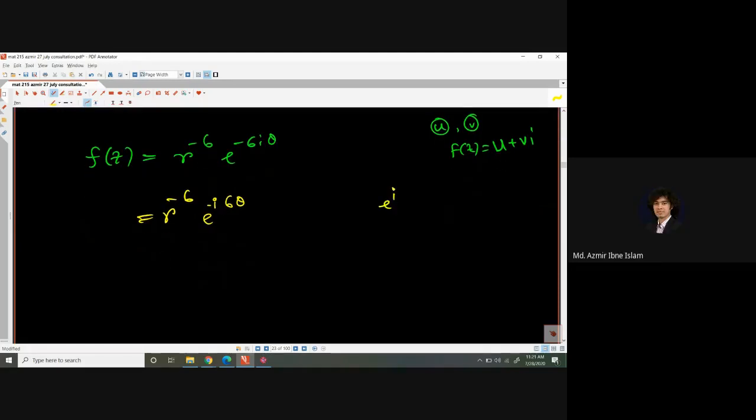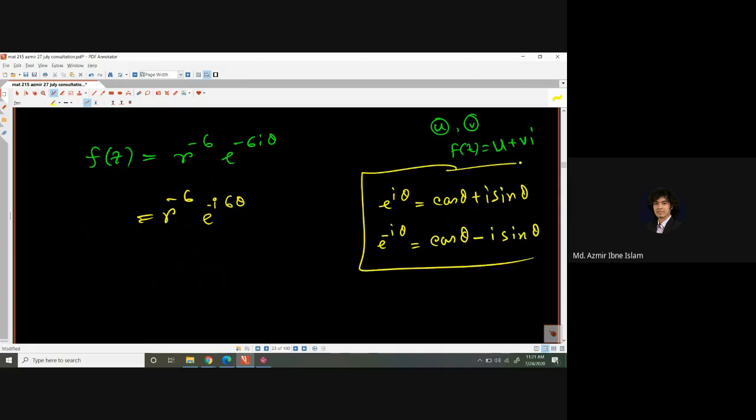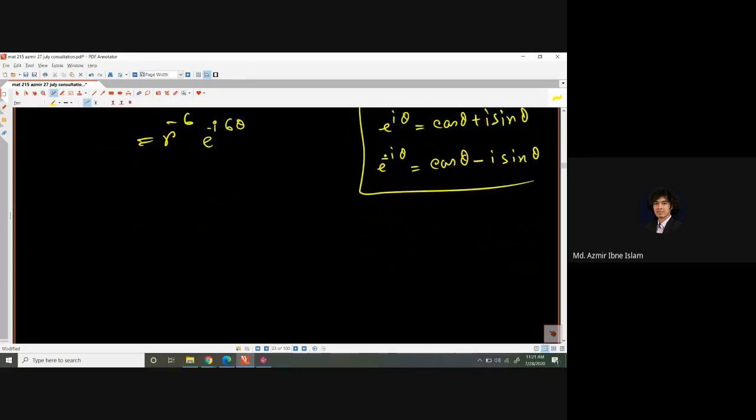So we have the Euler identity: e to the power i theta is equal to cosine theta plus i sine theta. Similarly, if we have e to the power negative i theta, we will get cosine theta minus i sine theta. So we actually have these two. Is that okay? Yes, sir. For e to the power positive i theta, we get cosine theta plus i sine theta. For e to the power negative i theta, we get cosine theta minus i sine theta.